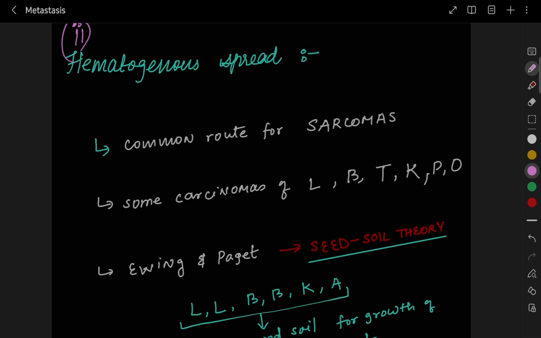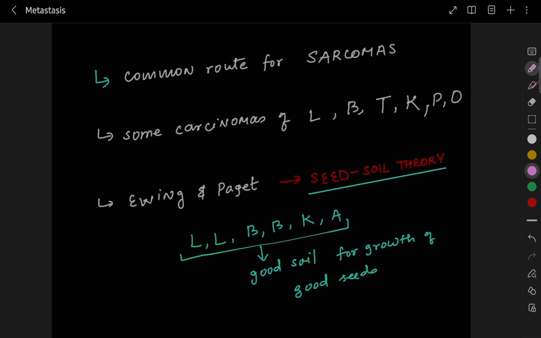So both sarcomas and carcinomas undergo metastasis, right? But the most common route, hematogenous spread, which we are discussing, the blood route, is taken by the sarcomas. But some carcinomas also take it, like of the lungs, as you will see here: B for breast, T for thyroid, K for kidney, and you have the prostate and ovary.